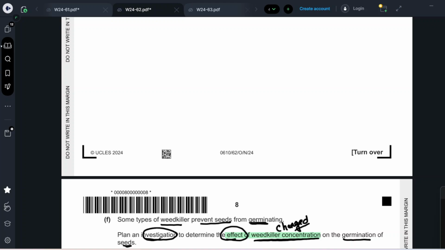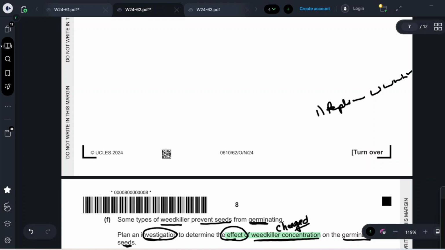Let's see the steps. Number one, replicates. I will get 5 petri dishes to put the seeds in, and then each dish will have 10 seeds, 10 seeds in each dish on wet cotton wool for the germination. What are you going to change? Weed killer concentration, different concentration in each dish.